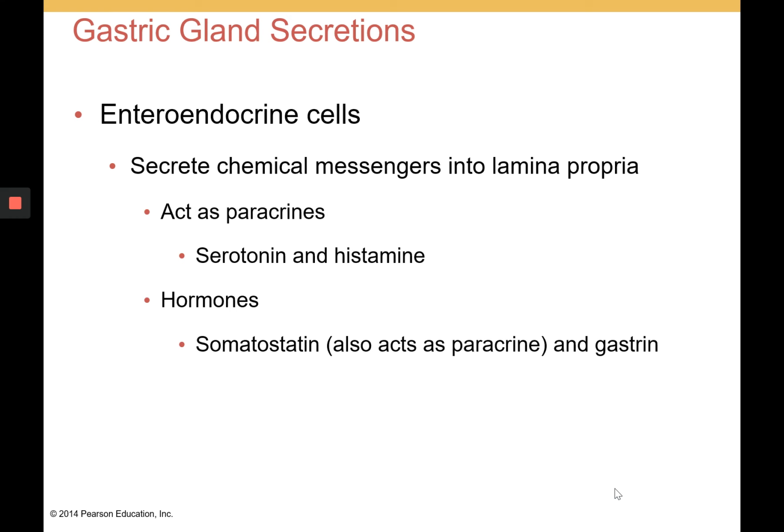The enteroendocrine cells are hormone-secreting cells of the gastric area or of the stomach. They act nearby or locally, mainly, and those would be the ones that act as paracrines, serotonin and histamine. But those like somatostatin and gastrin can be produced and then secreted into the blood and act a little less locally, a little more far-reaching.